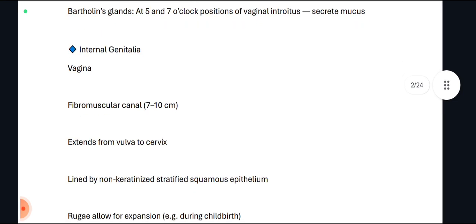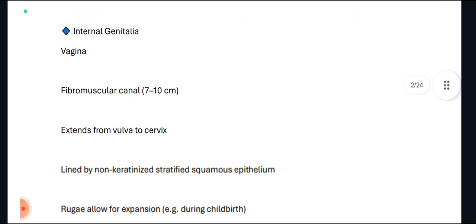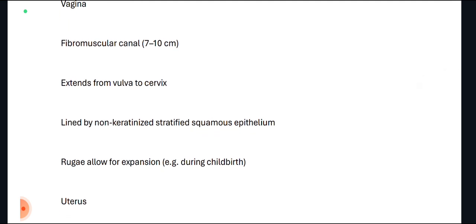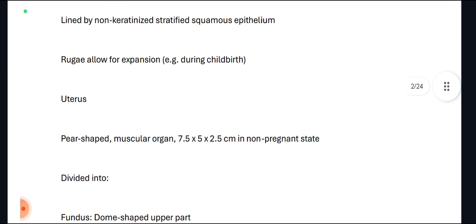Okay, in the internal genitalia part, there is the vagina. Vagina is a fibromuscular canal, 7 to 10 centimeters. It extends from vulva to the cervix, and it is lined by non-keratinized stratified squamous epithelium, and also there are present Doderlein bacilli, which are lactic acid fermenters, and they have rugae to allow for expansion, for example during childbirth. So it is a folded structure. At the time of childbirth, it expands to allow the passage of the fetal head.